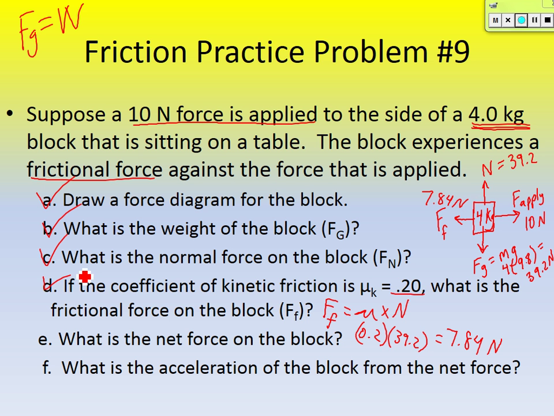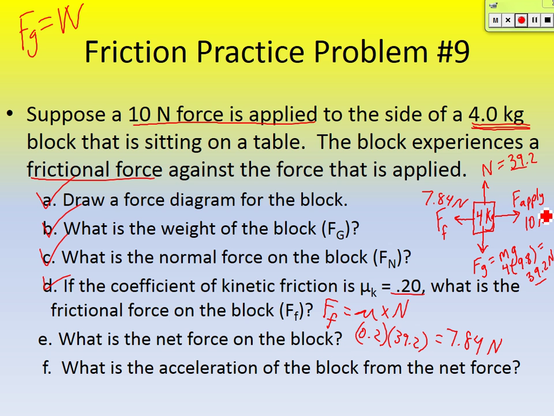Okay, we've done D. Let's go to E. What is the net force on the block? Now I want you to look at the motion in the two dimensions, either up and down or left and right. Is there a net force up and down? We have 39.2 here, 39.2. No, it's balanced. So there's zero net force going up and down. But is there a net force going left and right? Yes. How do we find the net force?